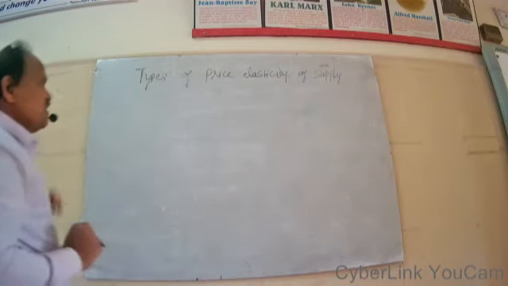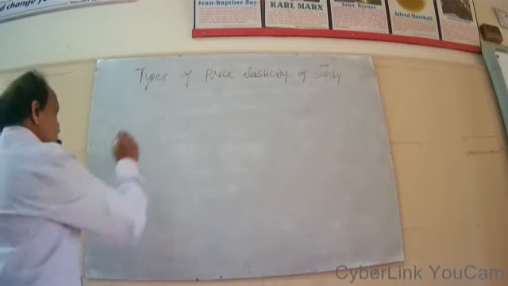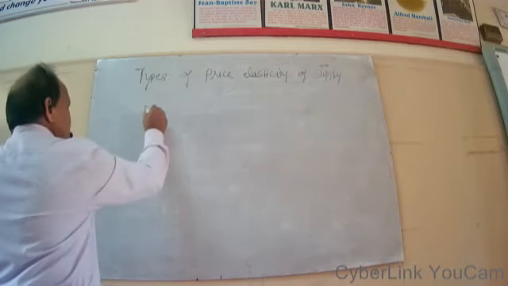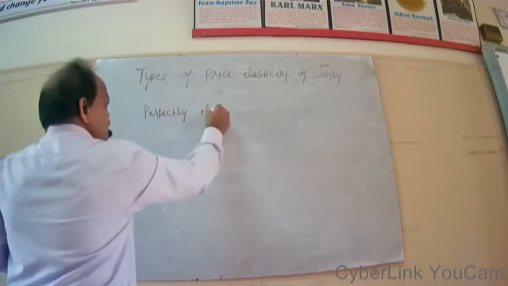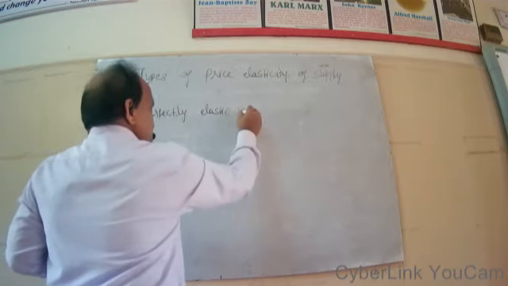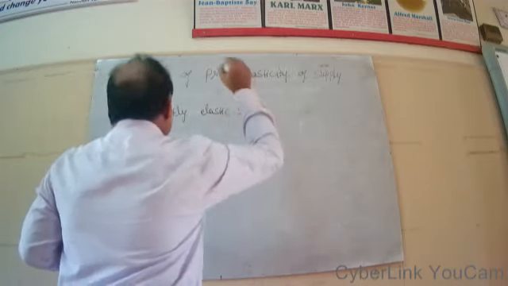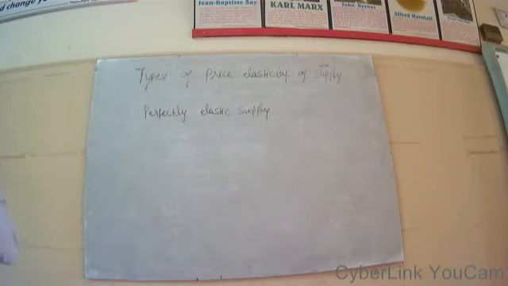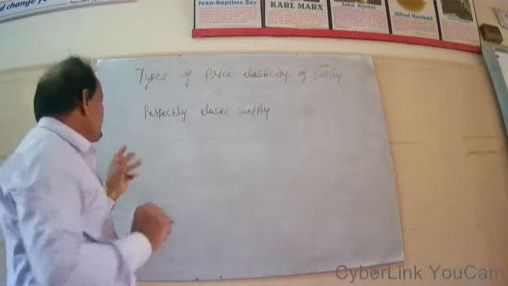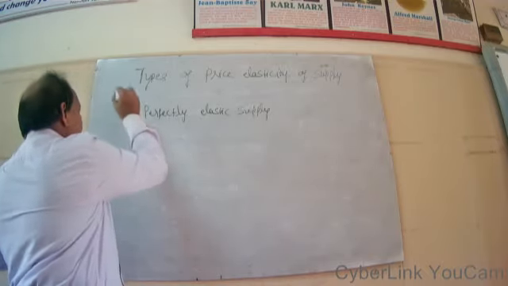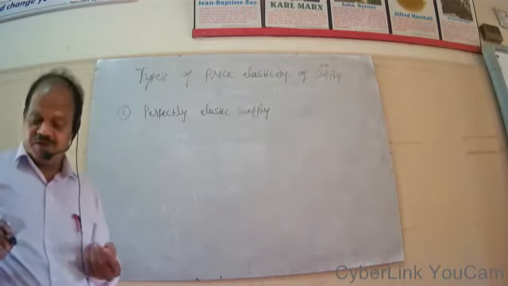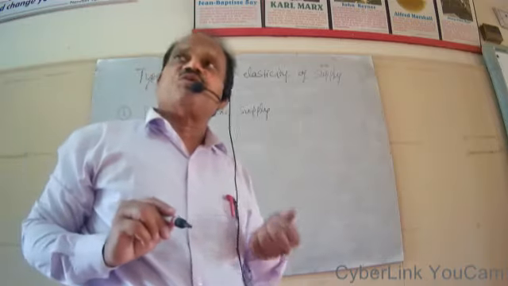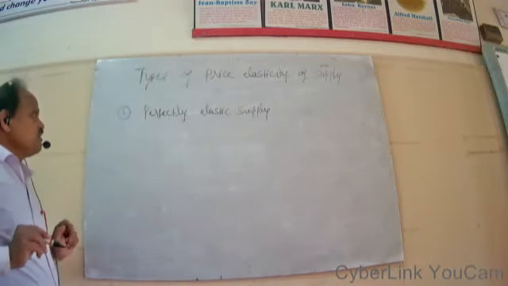So types of price elastic supply. Number one, perfectly elastic supply. Among these five types, two are extreme types of price elasticity of supply, because we have been using the word perfectly elastic supply and perfectly inelastic supply. These are the two extreme types of price elasticity of supply. So what do you mean by this?